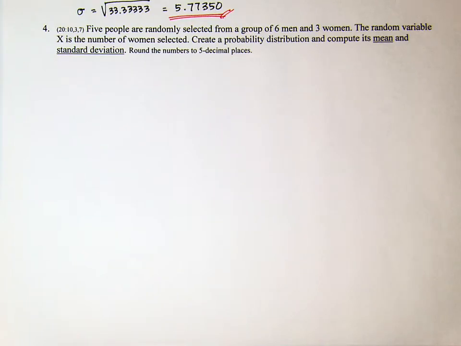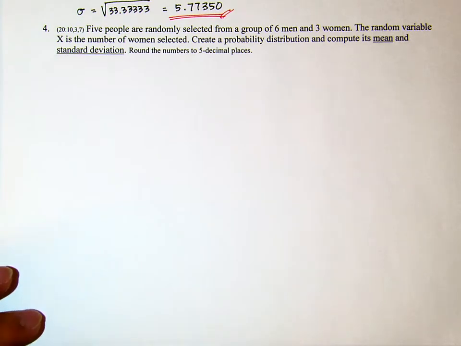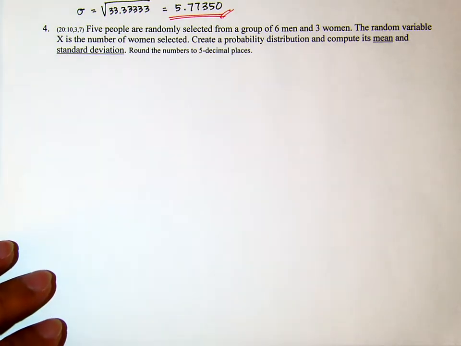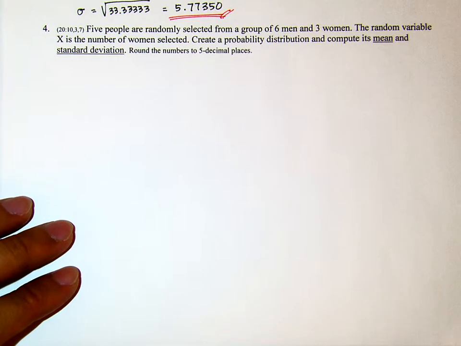The following is from Fall 2011 Math 21 Test 3. In this video, I will do question number 4. 5 people are randomly selected from a group of 6 men and 3 women. The random variable x is the number of women selected. Create a probability distribution and compute its mean and standard deviation. Round the numbers to 5 decimal places.